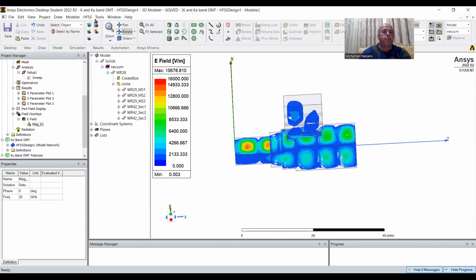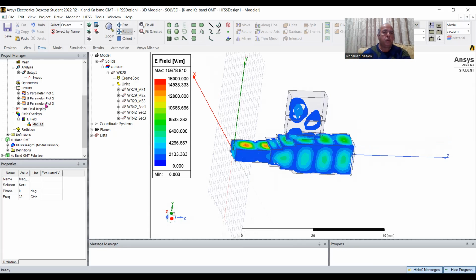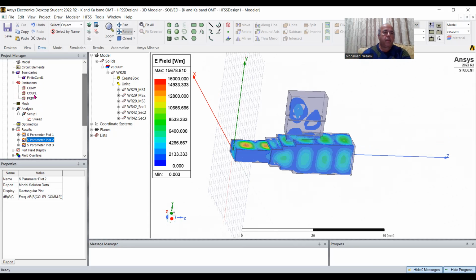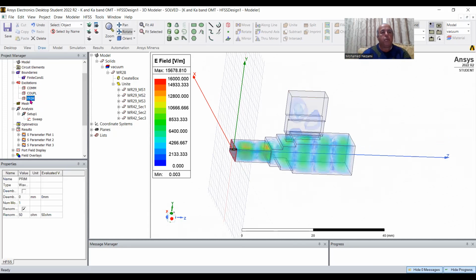So let's go in here. Okay, so we need to know which port is which. So this one, let's look at the excitation, because we coupled them. Okay, well, good thing is we named them coupled and primary. So we're gonna look at the primary first.